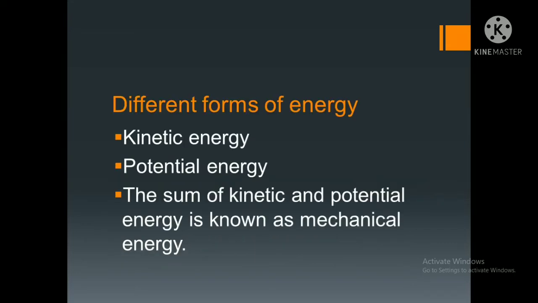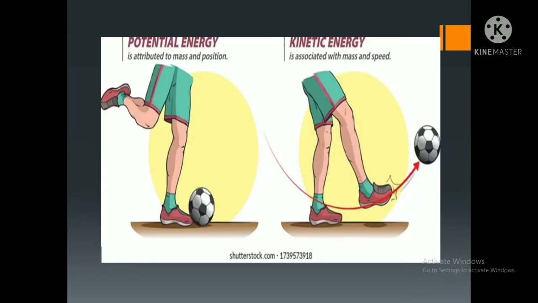So what are these different forms? First is kinetic energy, then second is potential energy, and third is the sum of kinetic and potential energy, that is known as mechanical energy. So mechanical energy is nothing but the sum of both these two. But now what is kinetic, what is potential? Let's talk about it. Now see this example here.